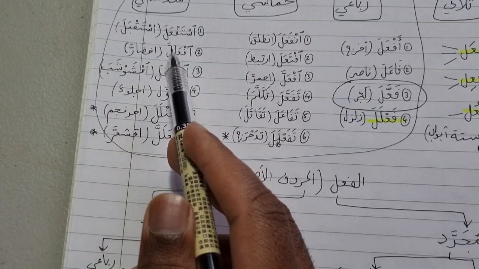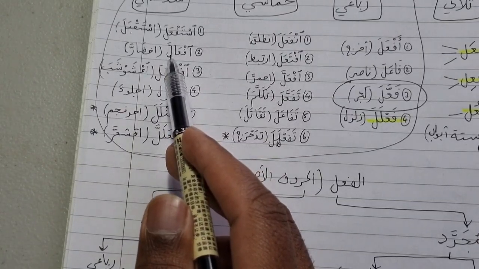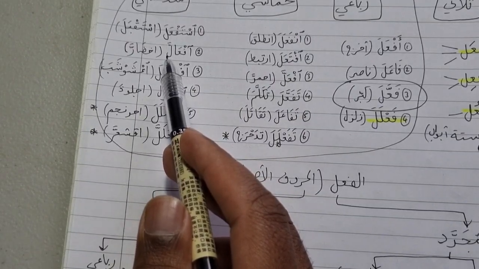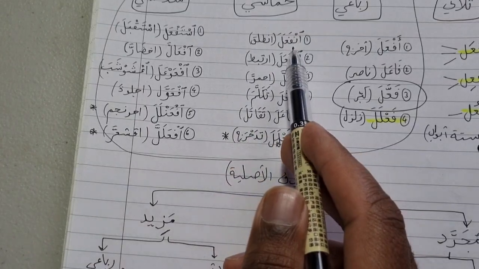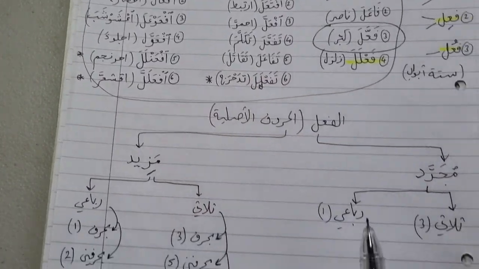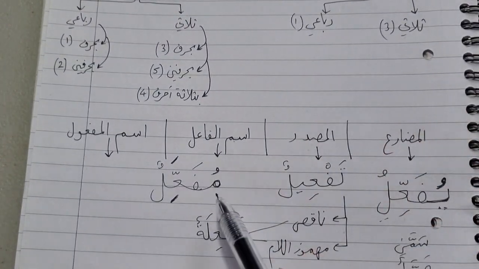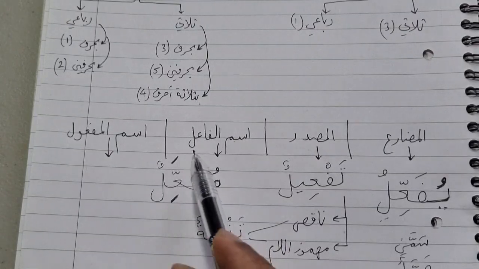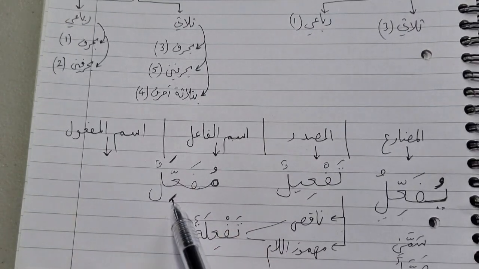Istaf'ala. I will tell you the mudari' is yastaf'ilu. So I changed the ya for a meem with a dhamma. Mustaf'ilun is ismul fa'il. Mustaf'alun is ismul maf'ul. Okay, in infa'ala, munfa'ilun is ismul fa'il. Munfa'alun is ismul maf'ul. طيب. So here we're saying مكبِّر اسم الفاعل، مكبَّر اسم المفعول.